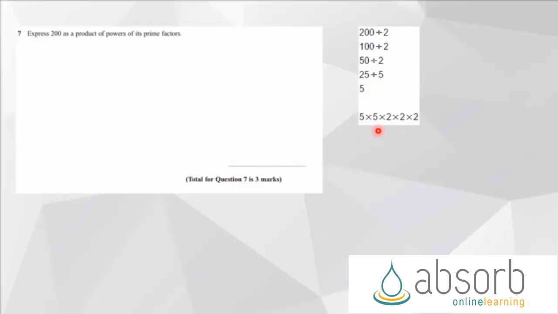It's always a good idea when you're at this point to redo this multiplication on your calculator to make sure it is 200 that you get. That way you can satisfy yourself that you have actually found the correct list of prime factors.